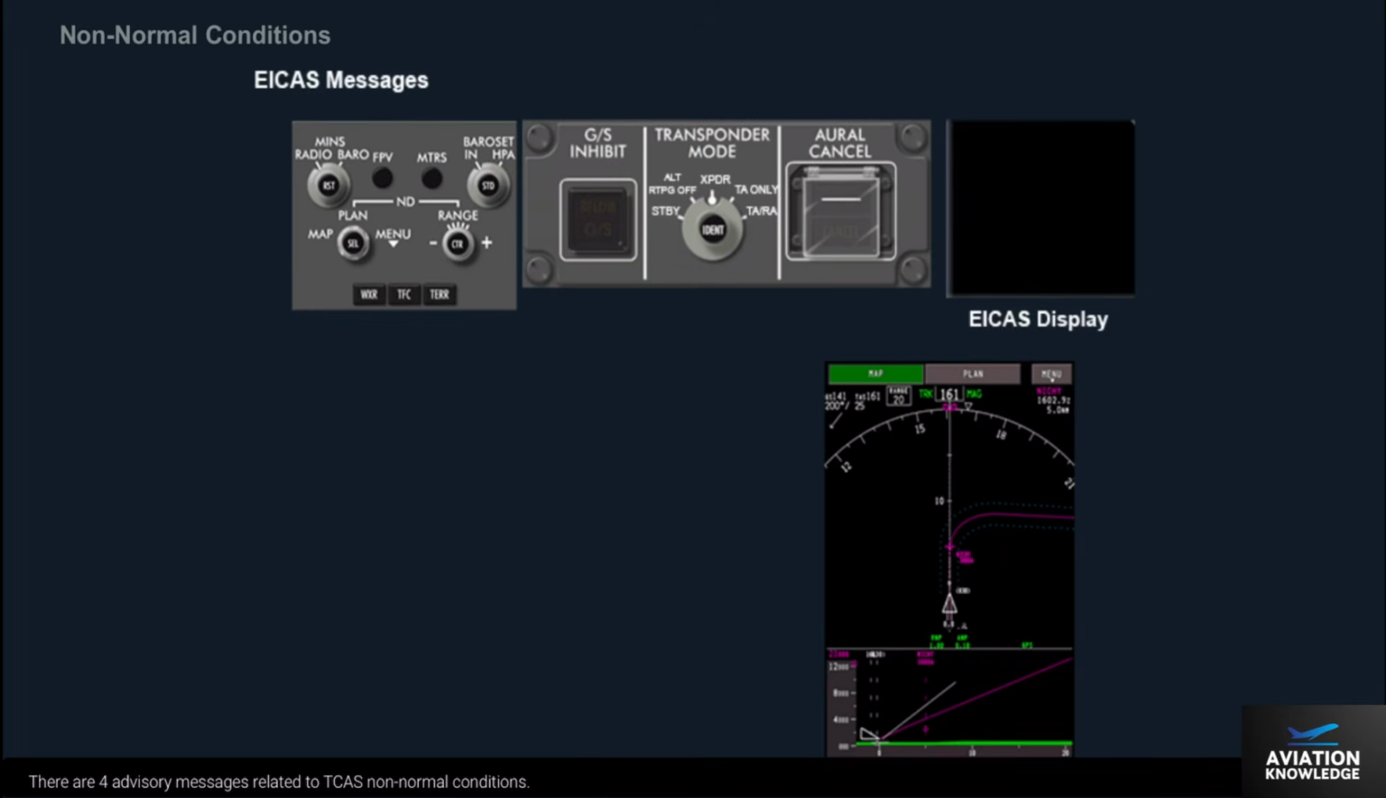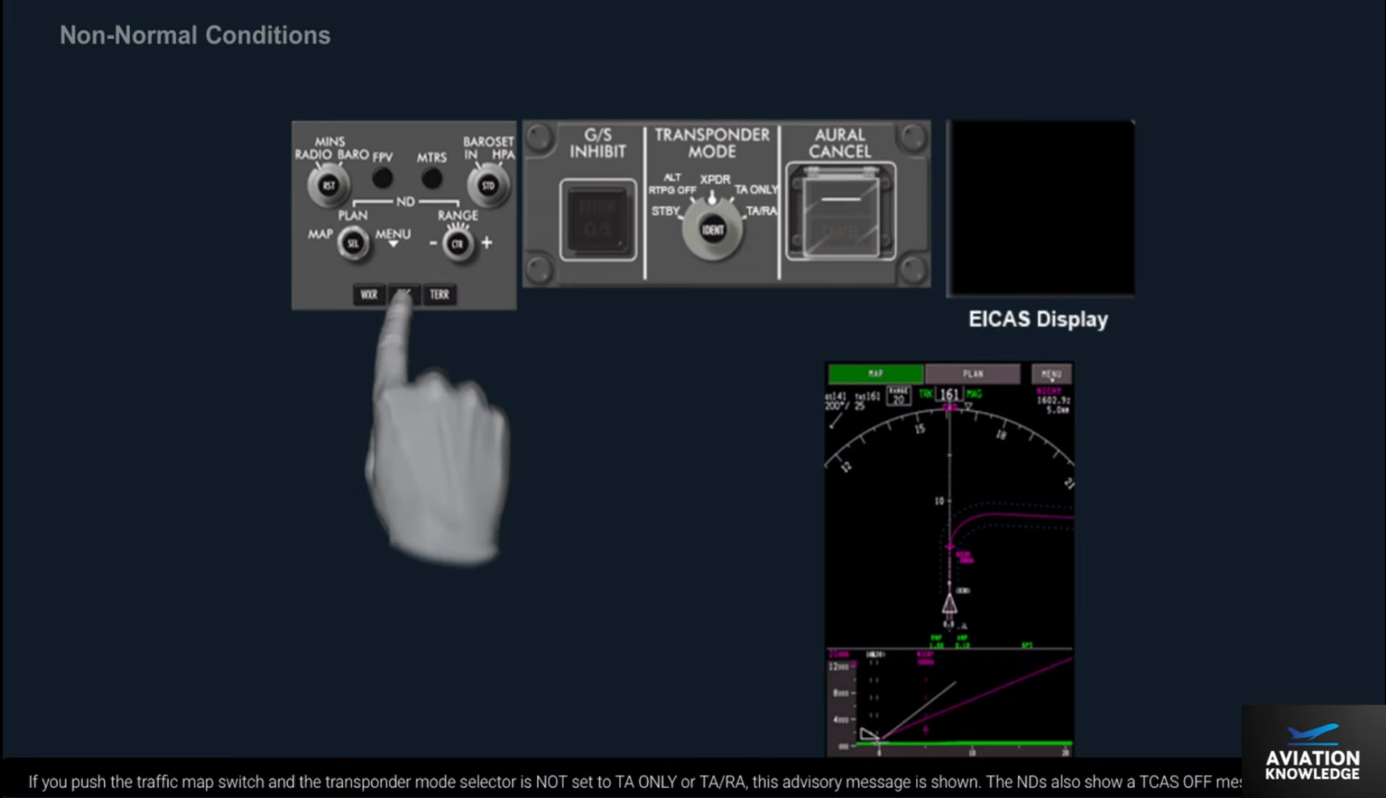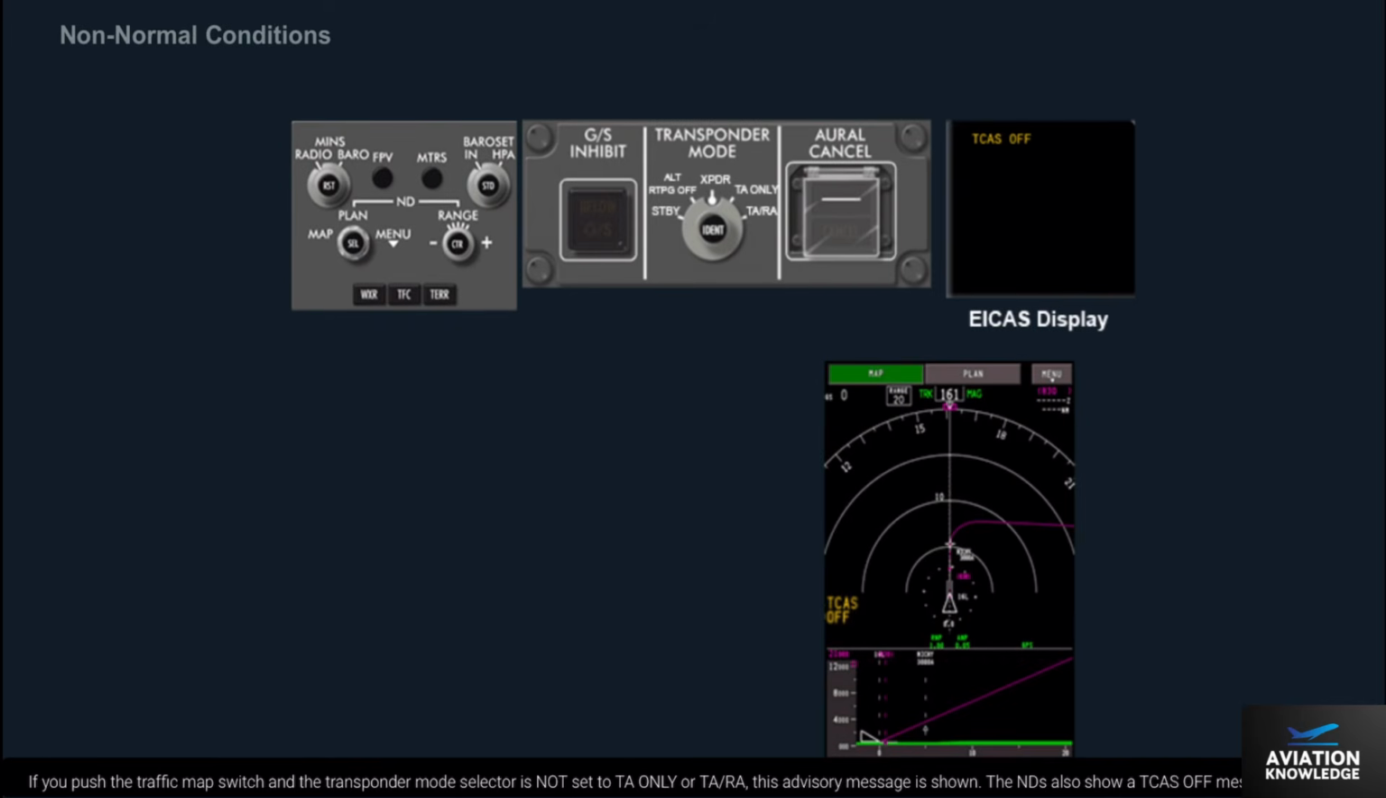There are 4 advisory messages related to TCAS non-normal conditions. If you push the traffic map switch and the transponder mode selector is not set to TA only or TARA, this advisory message is shown. The NDs also show a TCAS OFF message.